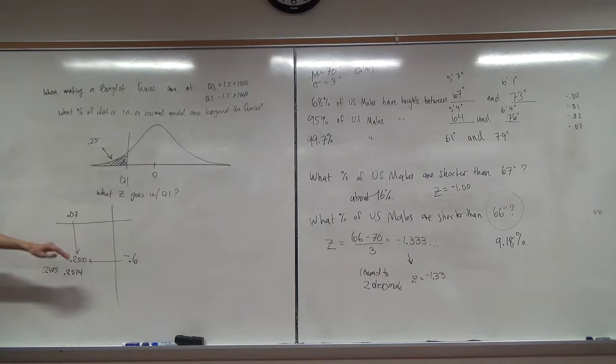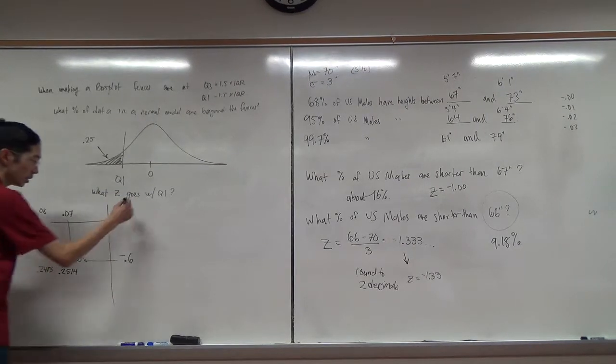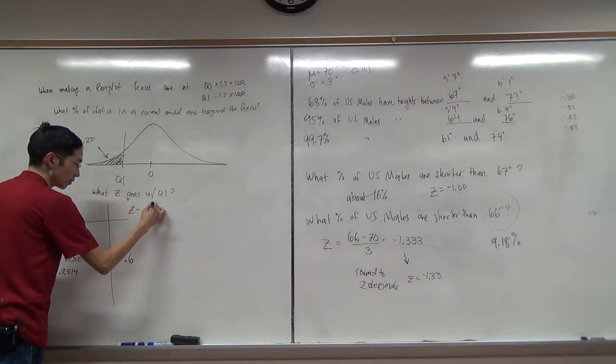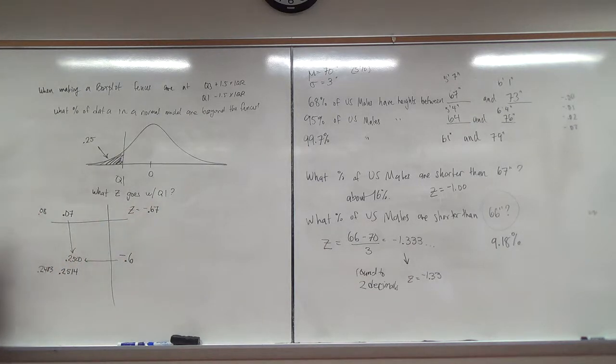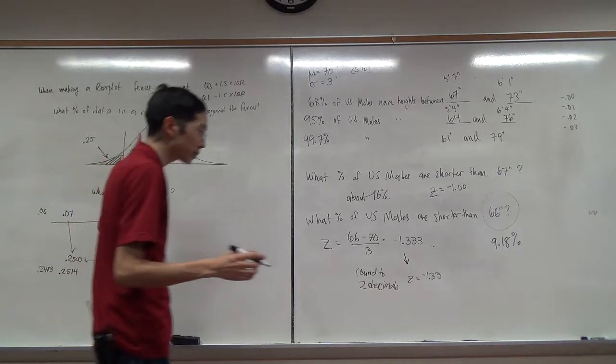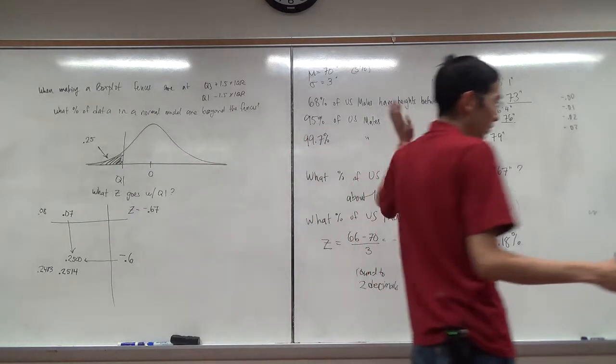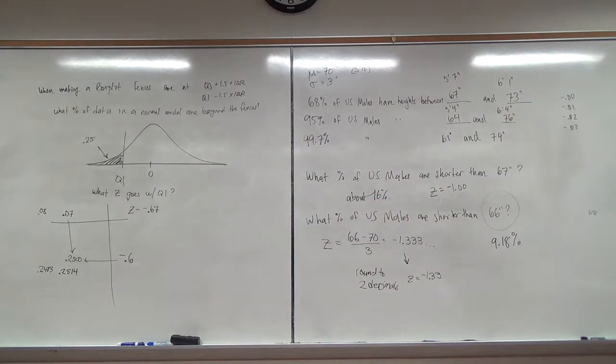So the true value is going to be between 0.67 and this one corresponds to 0.08. So something in between there, we're just going to go with the one that's closest, and that will be z is equal to negative 0.67. Okay, so what z goes with Q1? That is z equal to negative 0.67. Does that feel okay? That's just saying if I draw a cutoff line at z equals negative 0.67, the area that I have to the left of that is 25%.